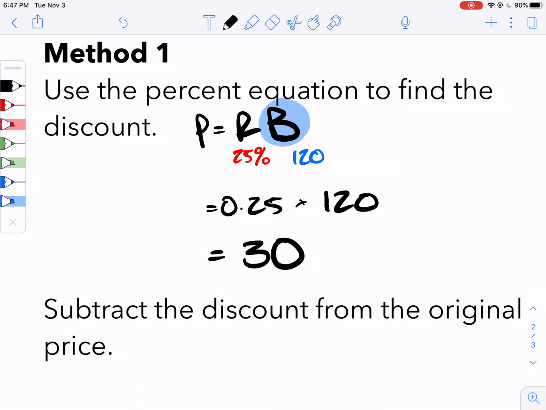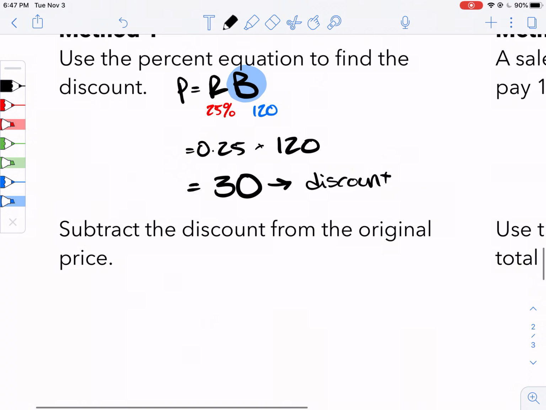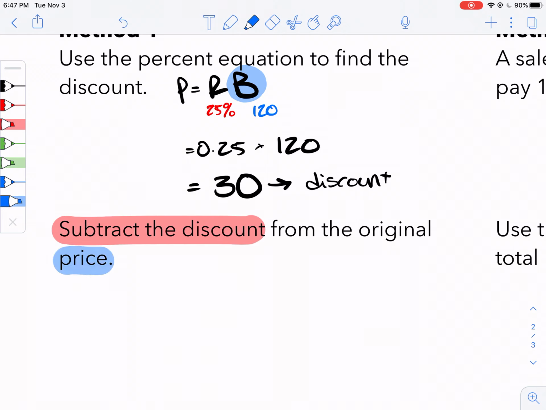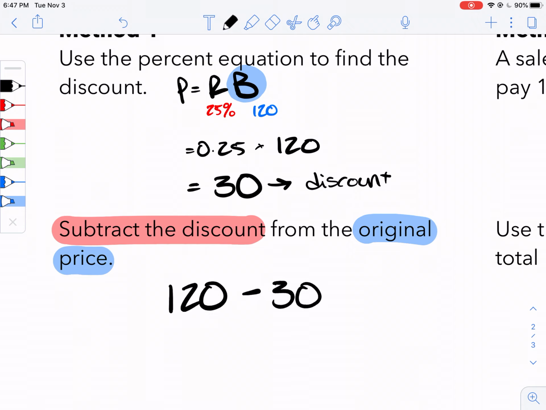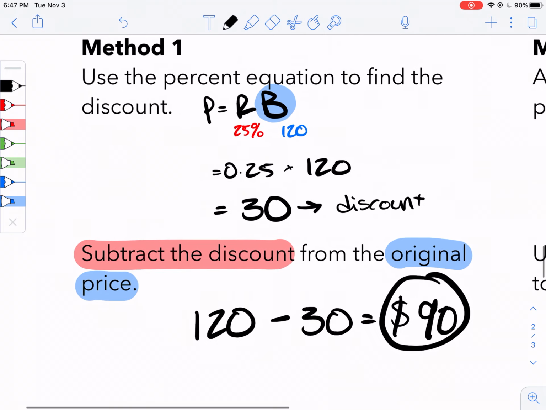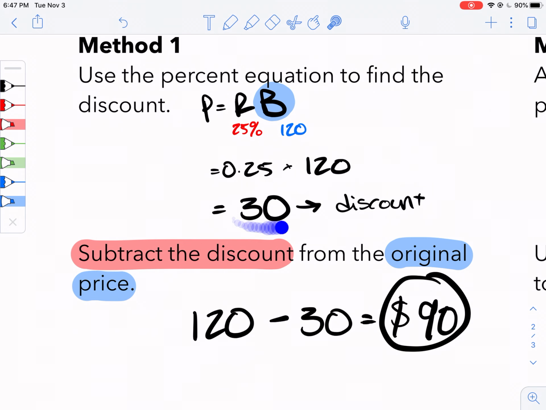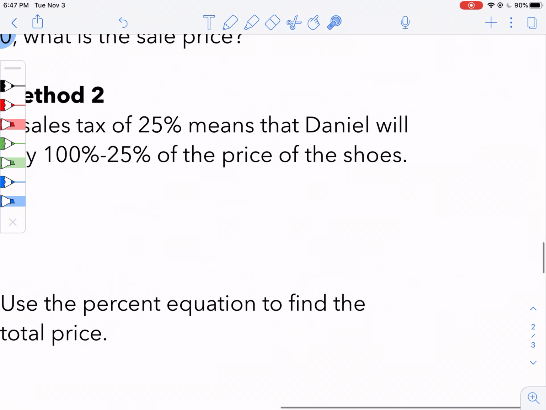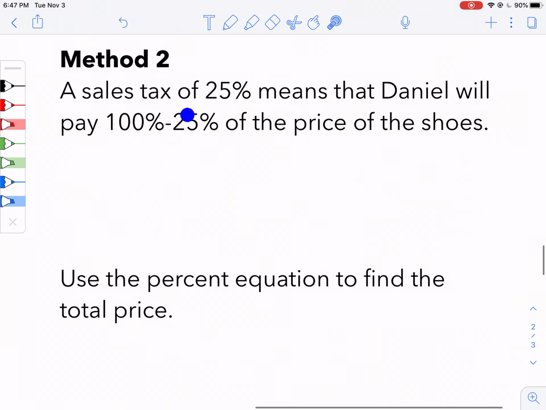But his shoes don't cost 30 bucks. You guys, that was the discount. It's $30 off. So now we need to subtract the discount from the original price. That will give us 120 minus 30, which is $90. So now his shoes cost $90. So that's the way to do it: first finding the percent change and then subtracting it. Or you can do the subtraction first and then find what that percent is.